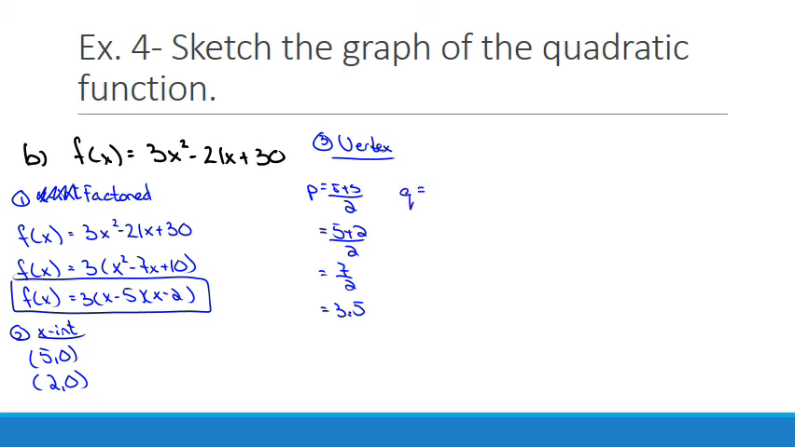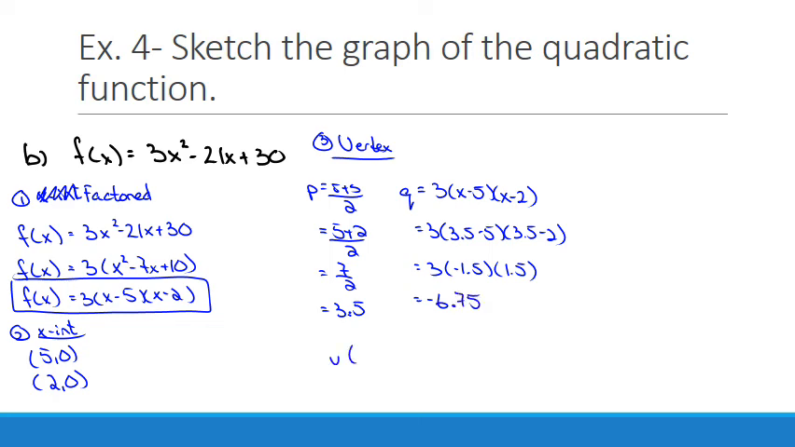The q value is when I take my given equation, or given function, whatever you want to call it, and plug in the x I just found. 3.5 minus 5, 3.5 minus 2. Okay, that's negative 1.5 times positive 1.5. And so that'll work out to negative 6.75. So my vertex is 3.5 and negative 6.75. So those are tougher numbers. When I go to sketch, remember a sketch isn't perfect, so I'll just have to estimate those.